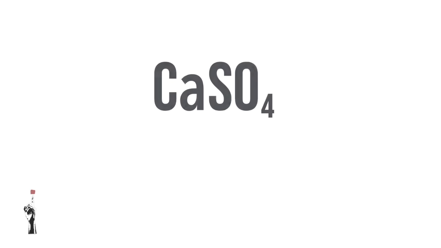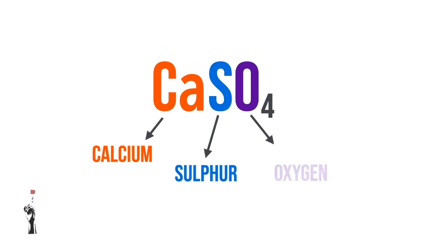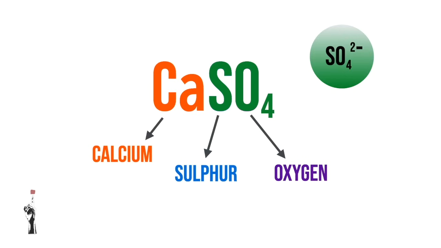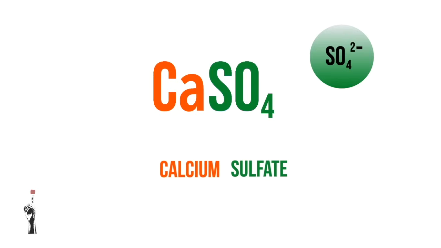In this example, we see a compound made of 3 elements. Can you identify the 3 elements? So the 3 elements are calcium, sulfur, and oxygen. But when we look closely, we see that the sulfur and the oxygen are one of our specific groups that we just mentioned. Can you identify which group it is? It is sulfate. Therefore, when we name our compound, it is calcium sulfate.